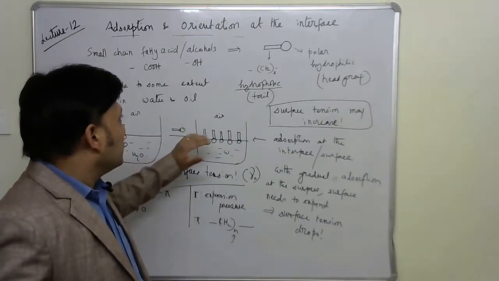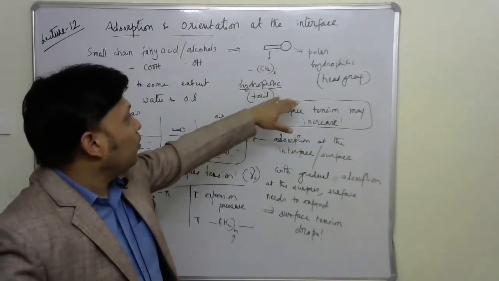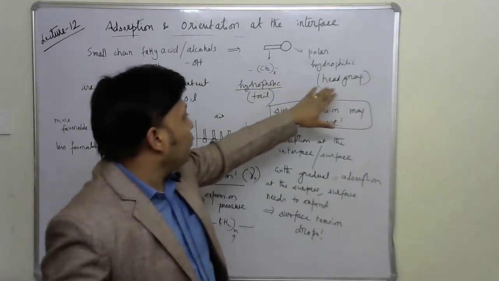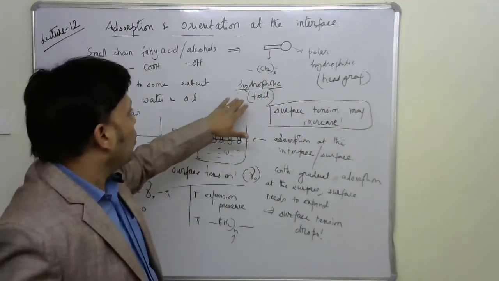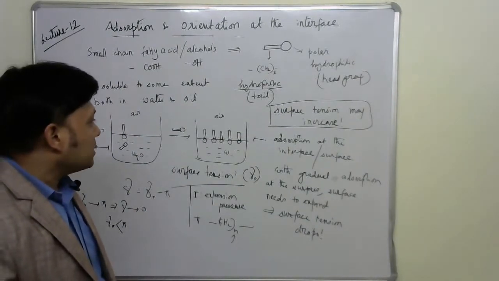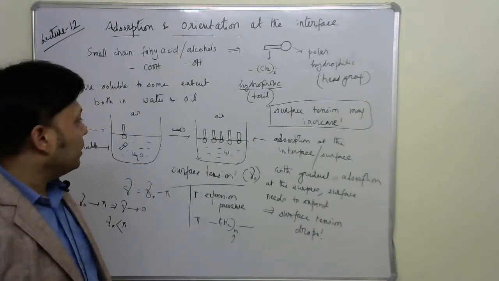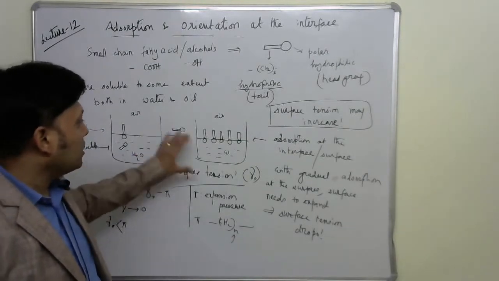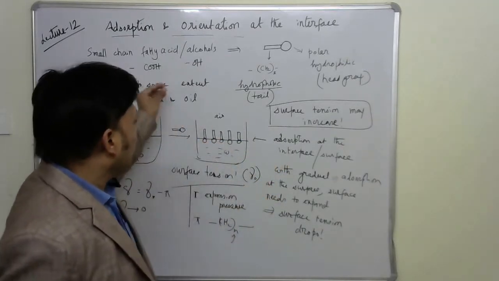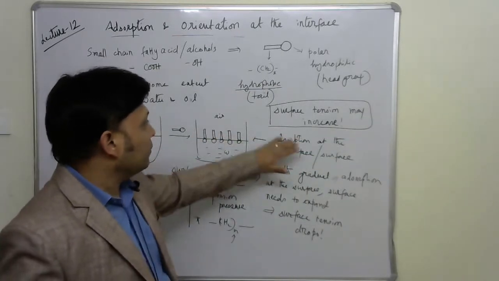The molecules that have this dual nature, that means they can have a polar hydrophilic head group and a non-polar hydrophobic tail. All right. So now you may ask, what happens if we do not have the polar head group and we just add the hydrophobic long tail? Wouldn't that stay at the surface and decrease the surface tension?